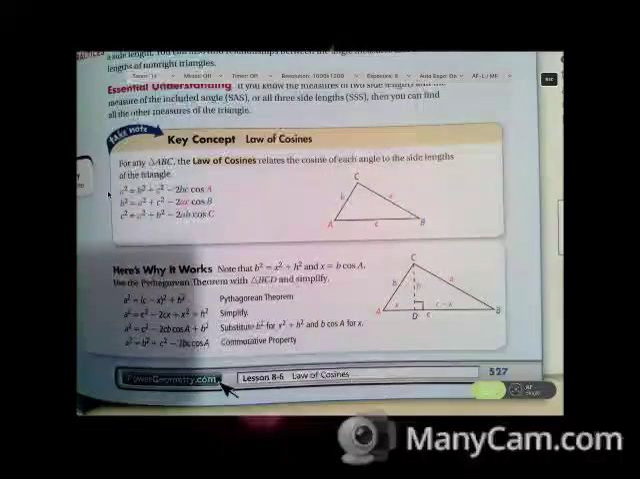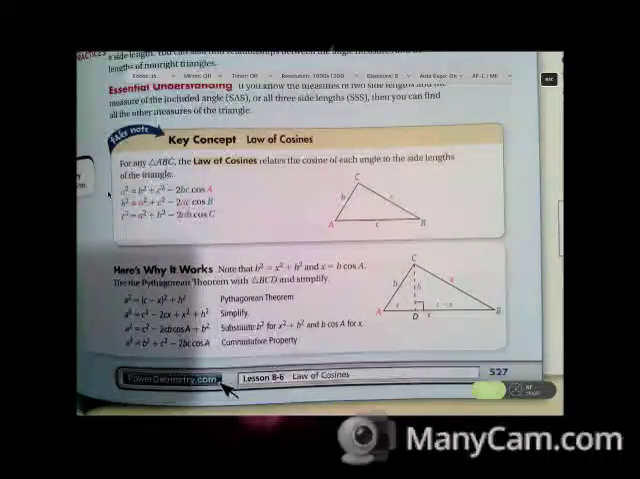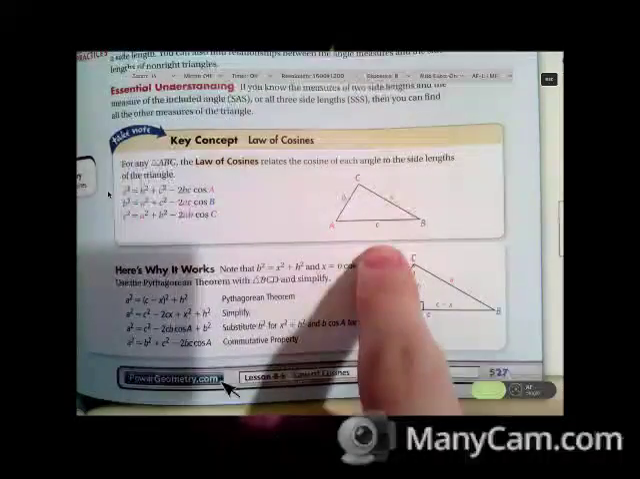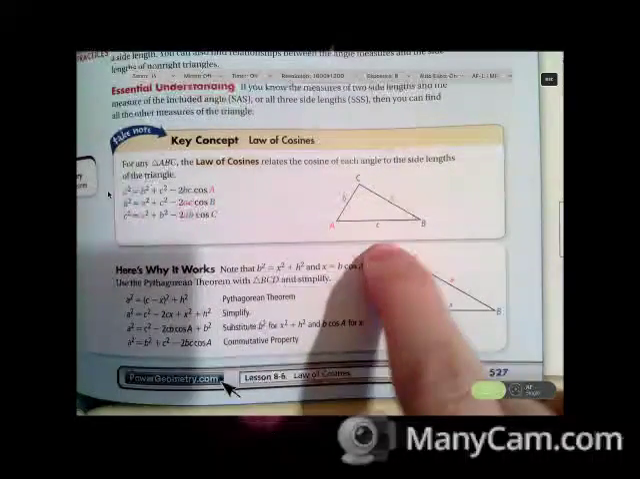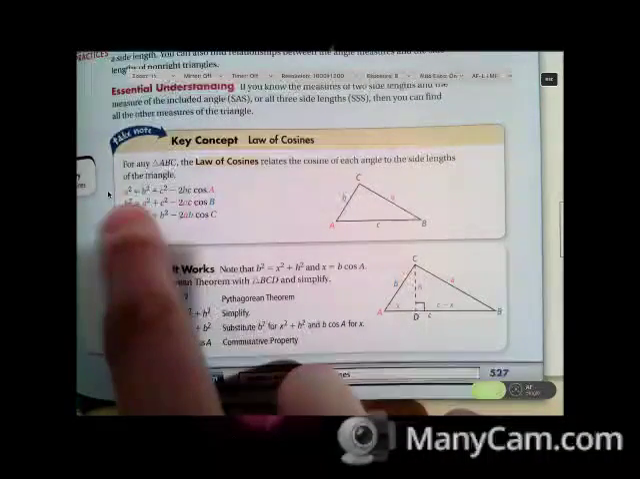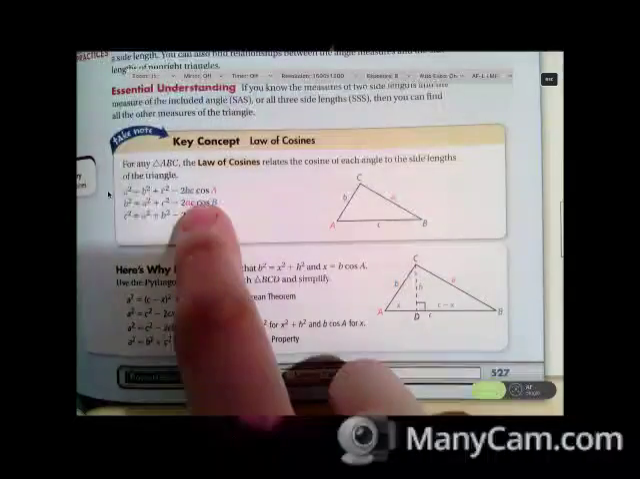We're in section 8.6, law of cosines. For any triangle ABC, the law of cosines relates the cosine of each angle to the side lengths of the triangle. Now, this can work for any triangle as well, like the law of sines. So a squared equals b squared plus c squared minus 2bc times cosine of A.